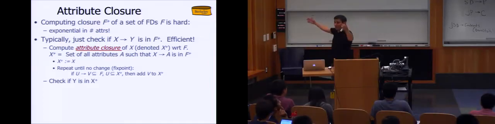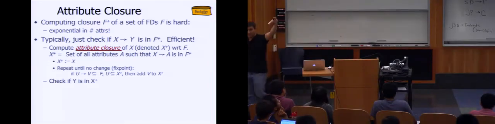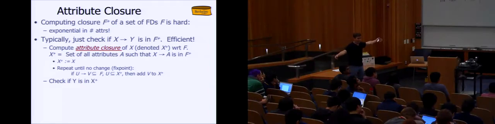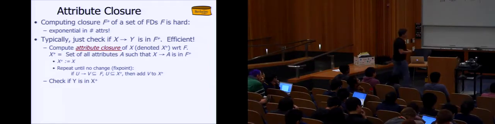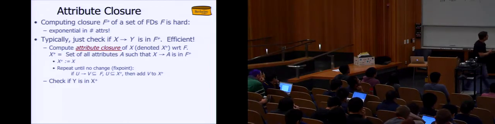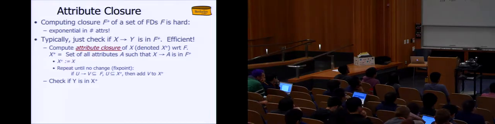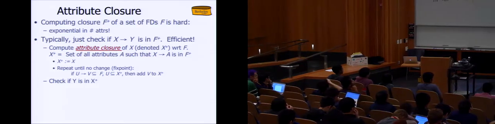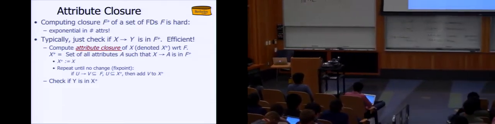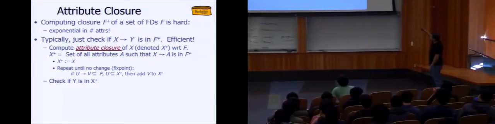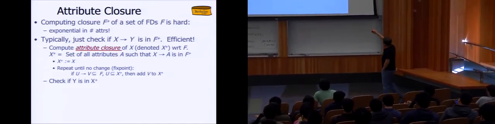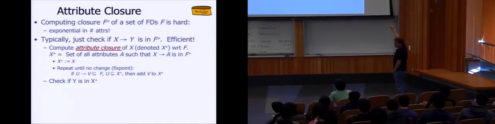I don't want to know all of F plus. I just want to know the parts of F plus with X on the left-hand side. Okay? So that's called an attribute closure. And that is not going to be so expensive. Here's how you compute an attribute closure of X, which is going to be denoted X plus. Remember, F is the set of functional dependencies. X is just a set of attributes. X plus is the set of attributes A, such that X determines A is in F plus.